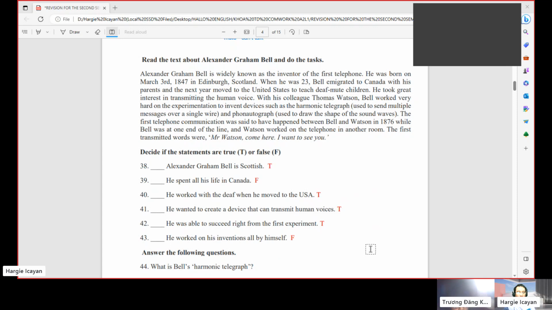He worked on his inventions all by himself. True or false? It's false. Why is it false? I don't know. I think he worked with everybody. Actually, he worked with Thomas Watson. So he was not just working on those particular inventions all by himself.